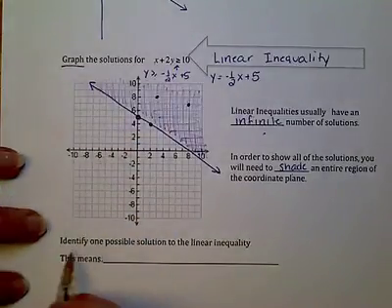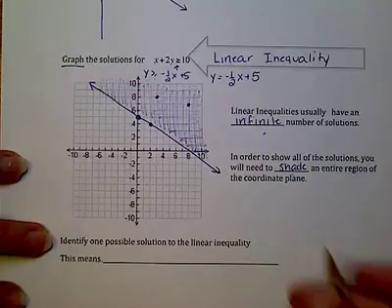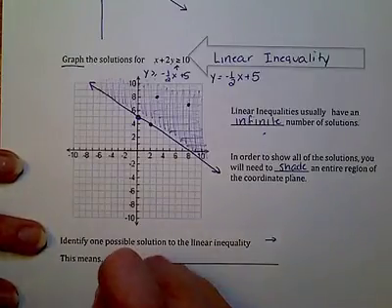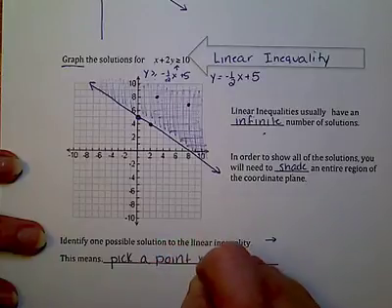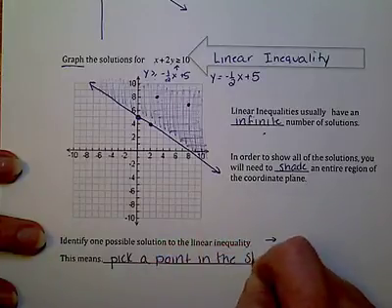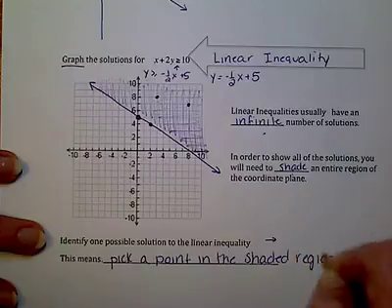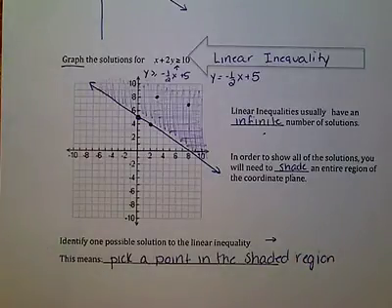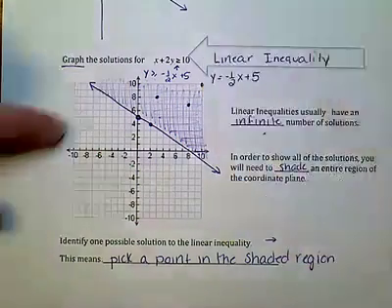So sometimes you might be asked to identify one possible solution to the linear inequality, and that just means, pick a point in the shaded region. It can be any point as long as you're sure that it's in the shaded region. So I always like to be extra sure. So to be extra sure, I might come up here at 10, 10.